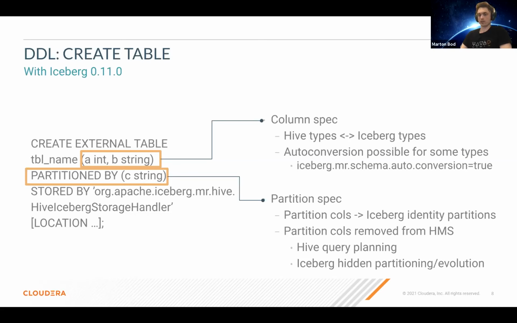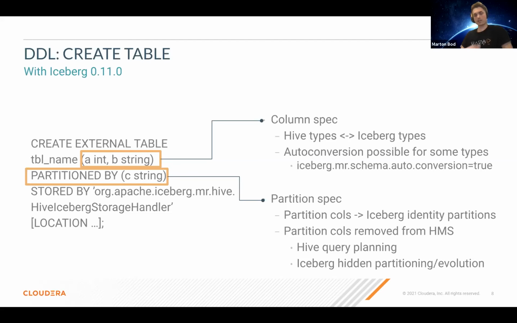But some of these types can be auto-converted to a different Hive type, which does have an equivalent Iceberg type. For example, if you set this flag for Iceberg MR schema auto-conversion to true, then you would be able to create a Hive table with smallint, but under the hood, it would be converted to an integer, which is supported by Iceberg. And there is at least one Hive type, the interval type, which does not have any equivalent in Iceberg and cannot be auto-converted to any supported type either.